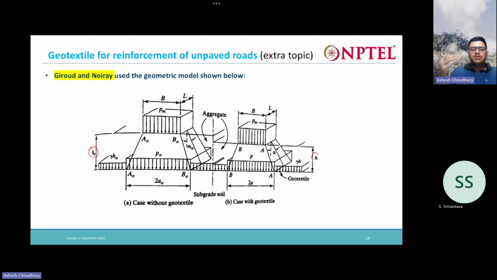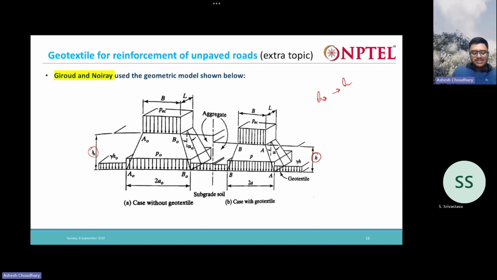Okay, so with the use of geotextile, what happens? The thickness of the aggregate that you need to use for the unpaved road, you can reduce it. All right. So from H naught, the thickness reduces to H. Okay, from H naught the thickness reduces to H.